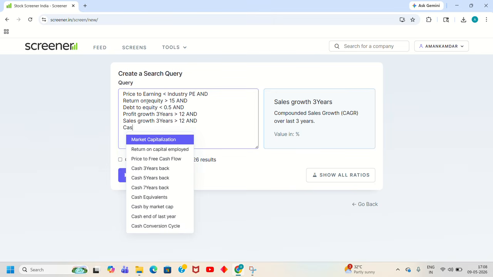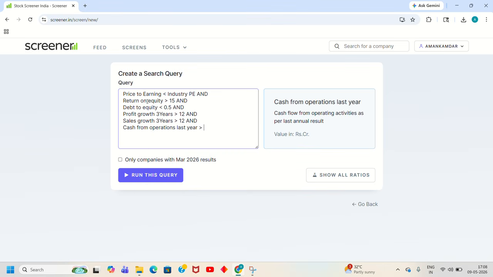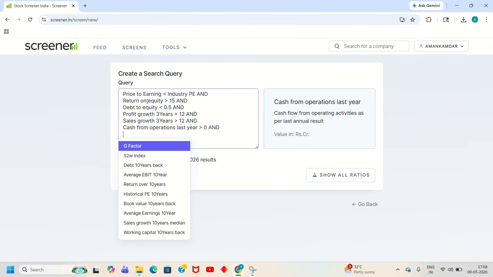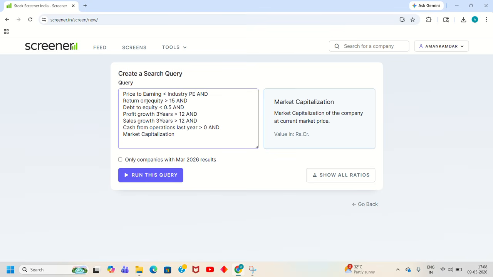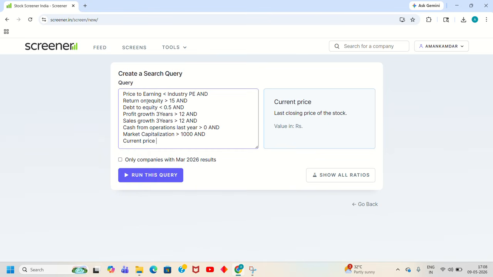Now we would be taking cash from operations last year has to be positive, so greater than 0, and market capitalization, let's say market capitalization, let's take 1000 crores, and current price has to be less than that of, let's say, 50-day moving average, or let's do it 200, let's do it 200-day moving average.